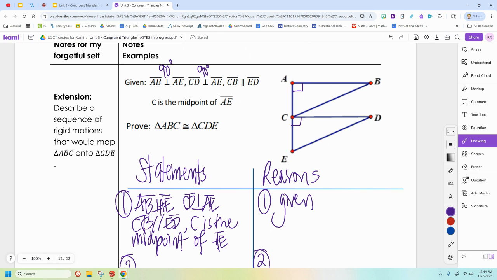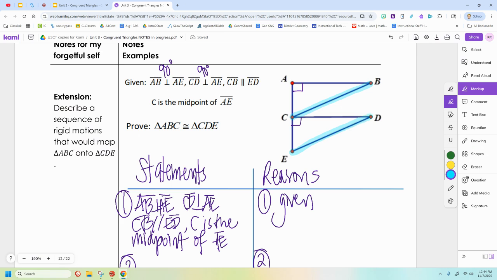So I'm going to pick up my highlighter and be very careful. CB is parallel to ED, and then do not draw any more than that. You should be real careful. This highlighter doesn't erase. Okay, everybody's highlighted? Okay, so pause.